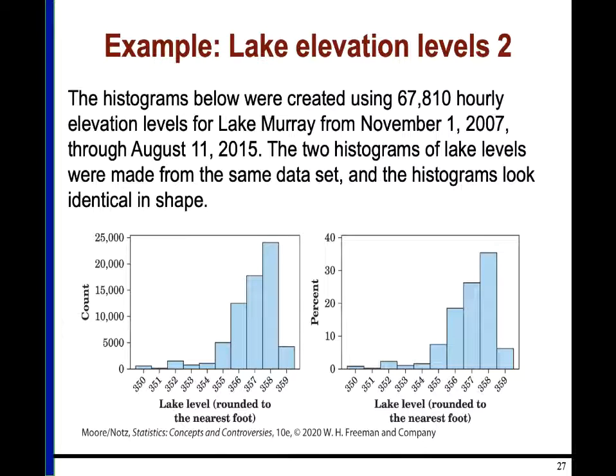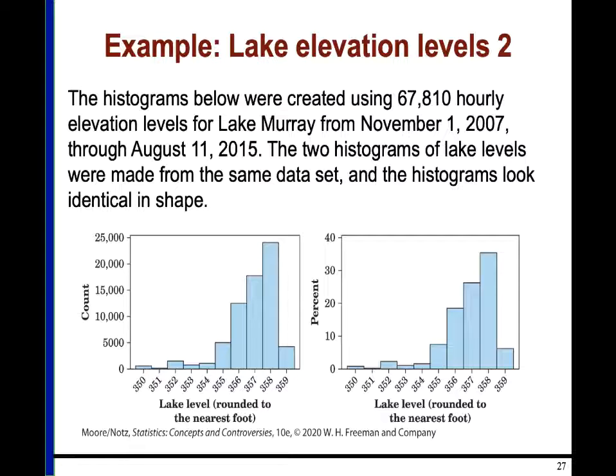This example is not in your notes, but I want us to take a minute to look at these histograms so that we can understand how to describe a histogram. This data is created using 67,810 hourly elevation levels for Lake Murray, which is a man-made reservoir in South Carolina. It's used mostly for recreation, boating, fishing, water sports, things like that. But it also is used to provide backup hydroelectric power for South Carolina Electric and Gas.